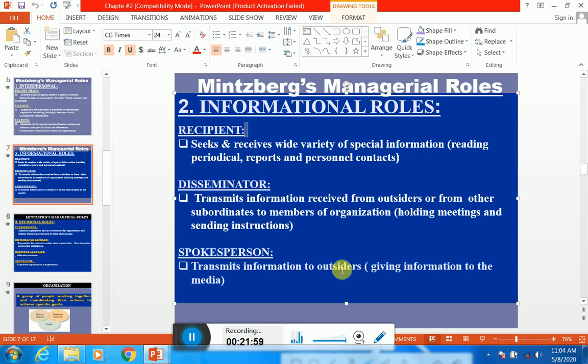That spokesperson communicates or transmits information to the outsiders or others, like for example pass on memos, reports and information materials, participate in conference meetings and report progress.